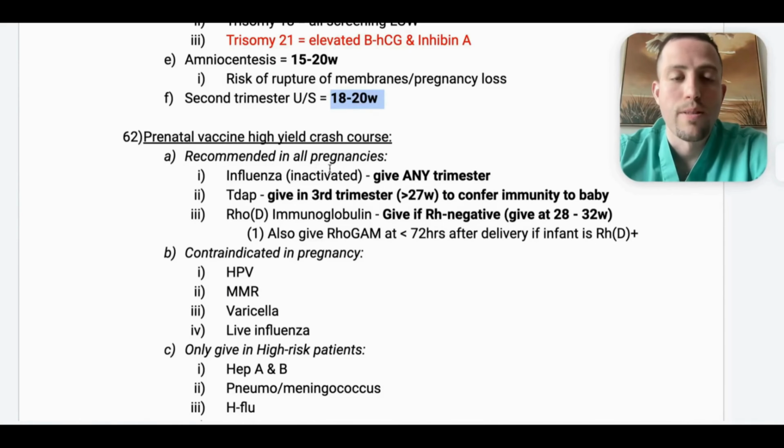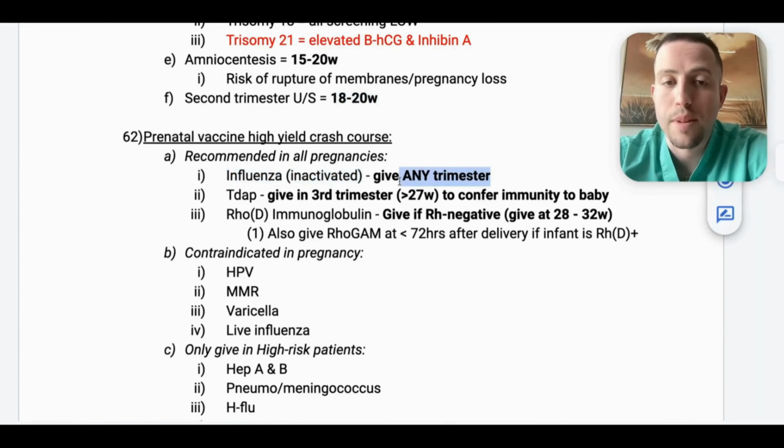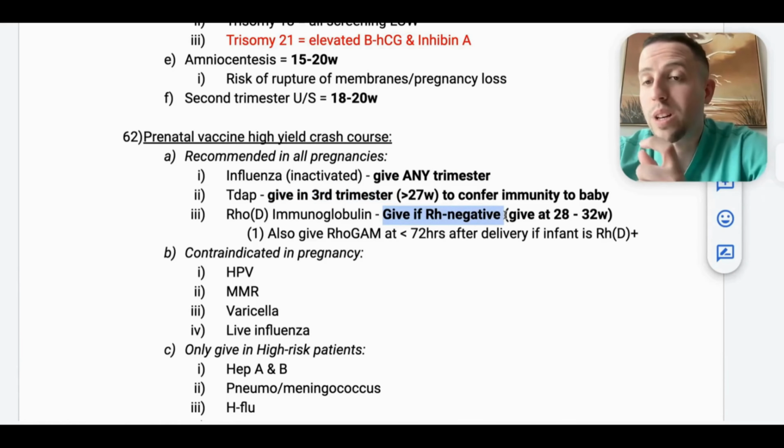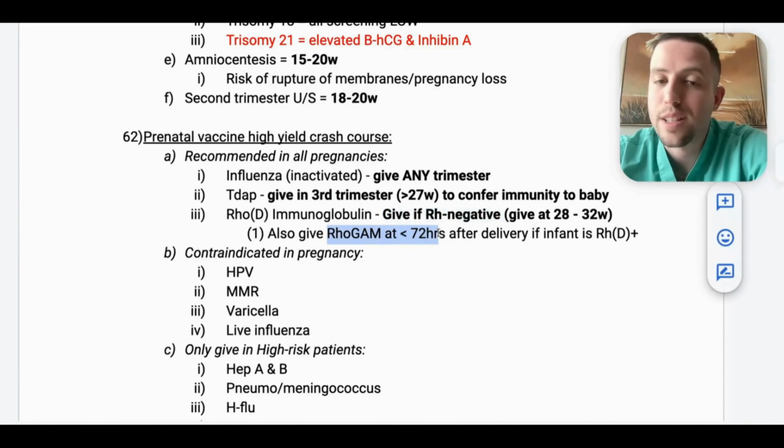So for all pregnancies, you would do the inactivated influenza vaccine given in any trimester. Does not matter. The Tdap is given in the third trimester after 27 weeks to confer immunity to the baby. And then Rho-D immunoglobulin is given if the patient is Rh negative at weeks 28 to 32. Make sure you memorize that. And you also give RhoGAM at less than 72 hours after delivery if the infant is Rhd positive to prevent maternal sensitization.